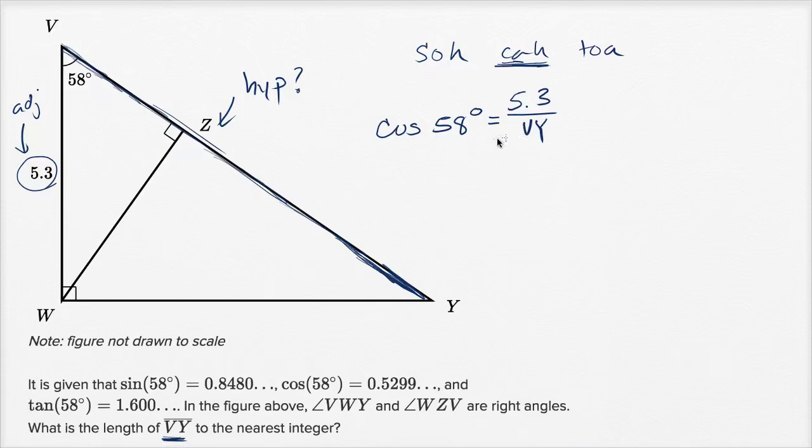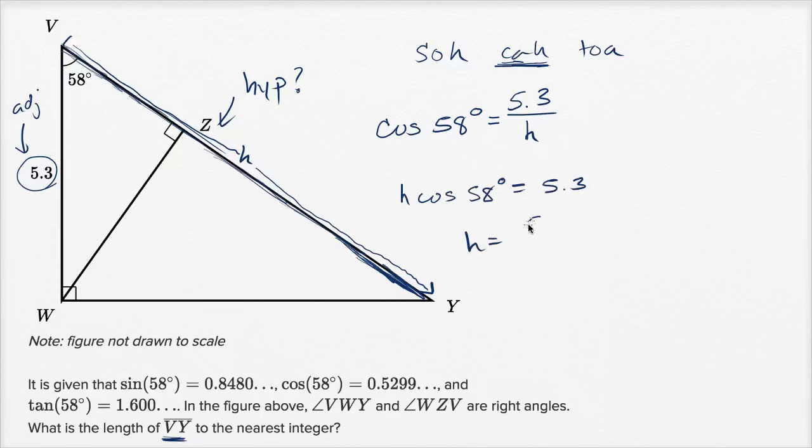Instead of having to write VY over and over again, let's just call this whole thing H. H for hypotenuse. If you multiply both sides by H, you're going to get H times the cosine of 58 degrees is equal to 5.3. Then you can divide both sides by the cosine of 58 degrees, and you get H is equal to 5.3 divided by the cosine of 58 degrees.